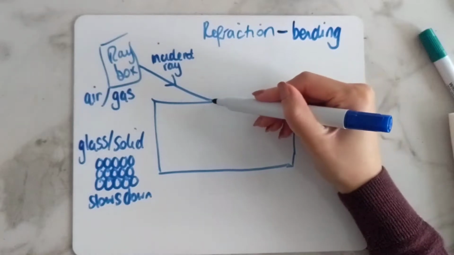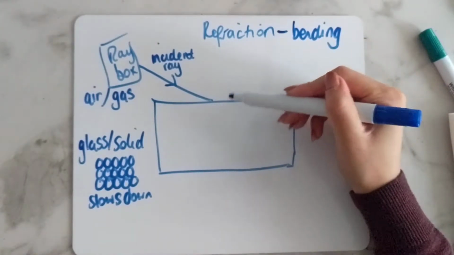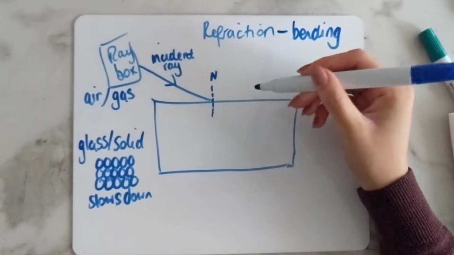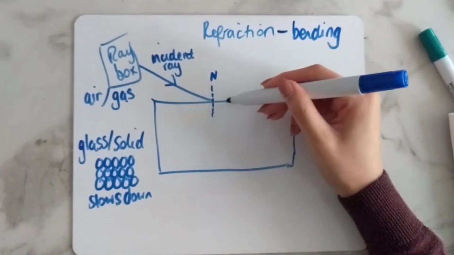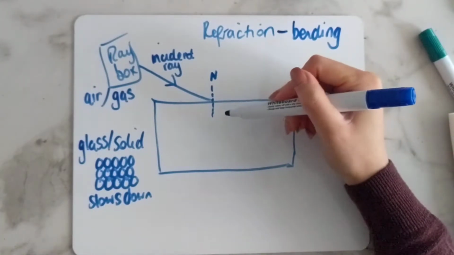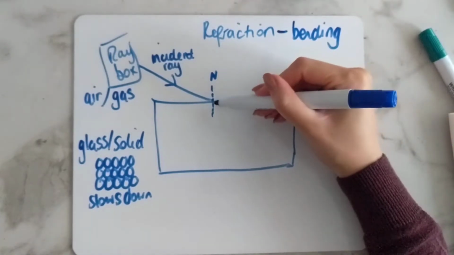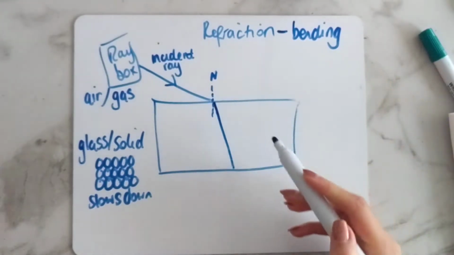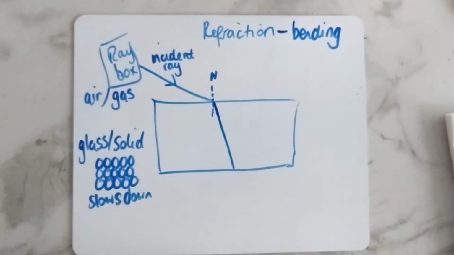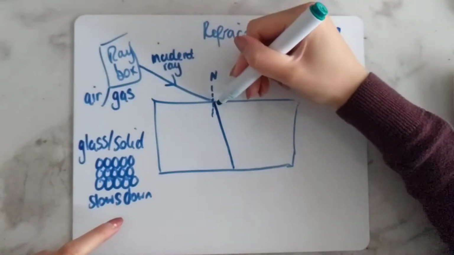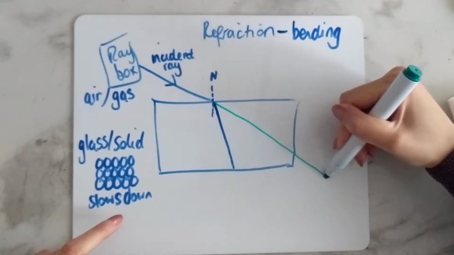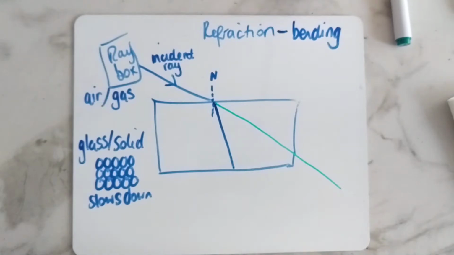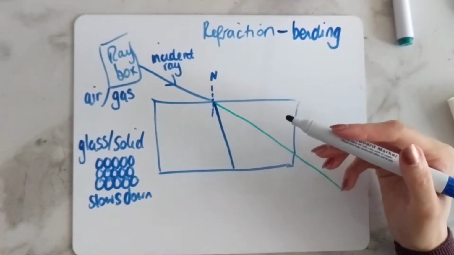So what happens at this boundary then between the air and the glass block? We have to draw in something called the normal. Now the normal is just a dotted line, it's 90 degrees to the glass block. So what happens is the ray will bend towards the normal like this. So can you see, if I didn't bend that ray, it would have continued going like this. But that's not correct. It bends towards the normal as it goes into the glass block.